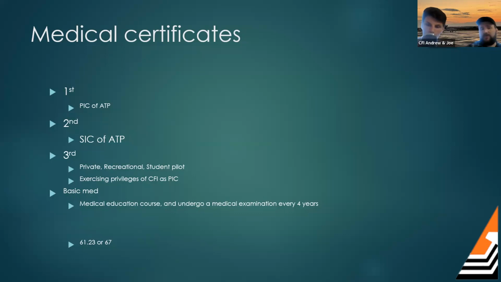And also, just to note, in order to be eligible for BasicMed, you do need to already have held a first, second, or third class in the past. You have to have had one of those three.